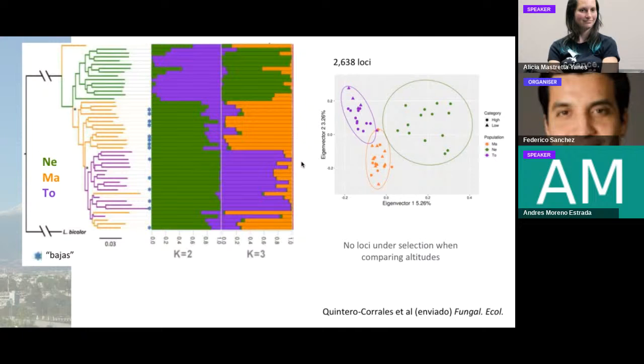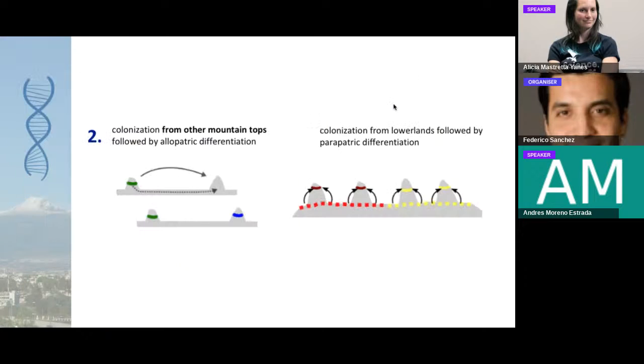This doesn't mean that there aren't loci under selection at low and high altitudes. Probably there are, but probably these are few because we didn't capture them with this dataset in a relatively small genome. And this means that there are no fingerprints of this structure genome-wide, while allopatrically speaking, in different mountains, there is this signature. So, in summary, there is higher allopatric than parapatric differentiation in the genome of Laccaria trichodermophora, which is a species that inhabits mountains at different altitudes.